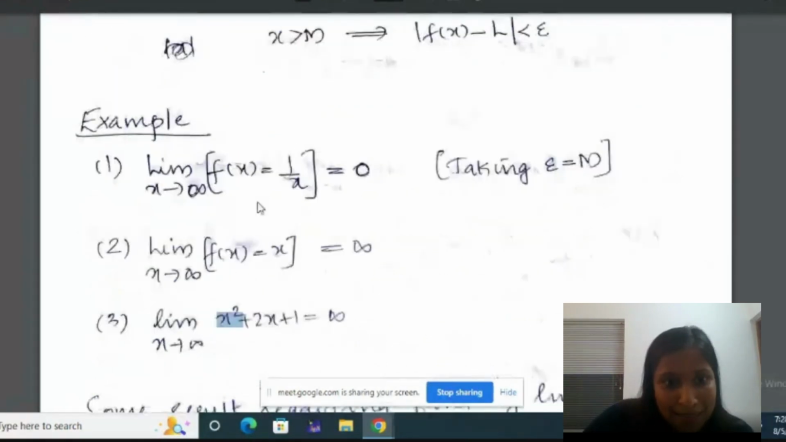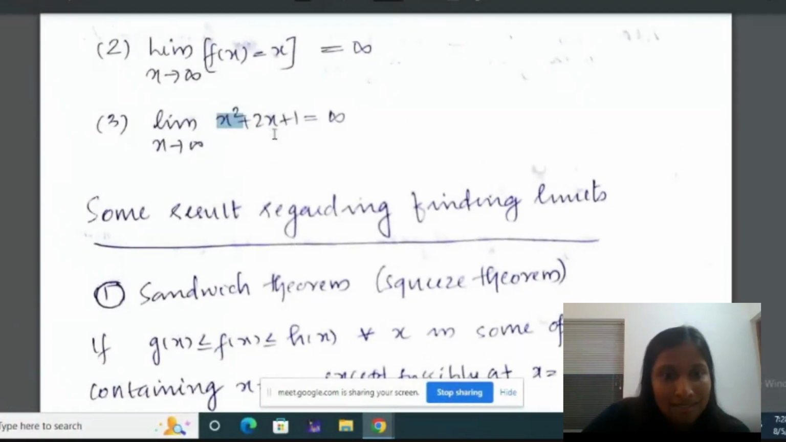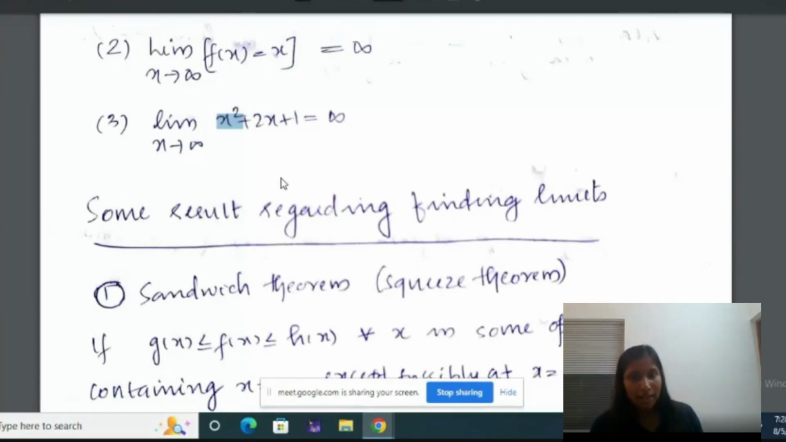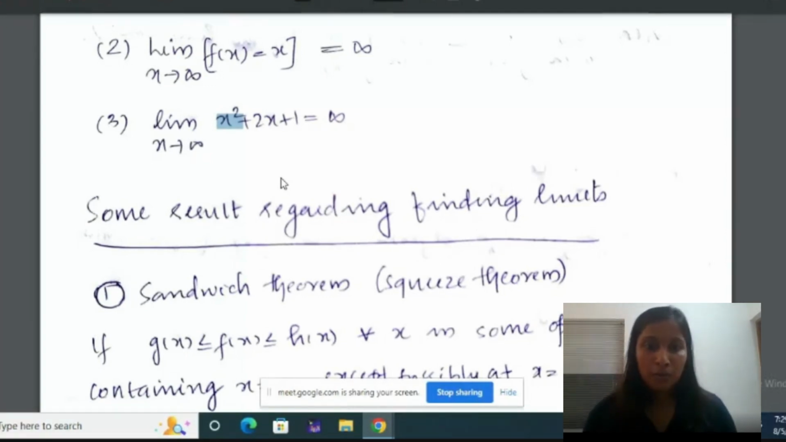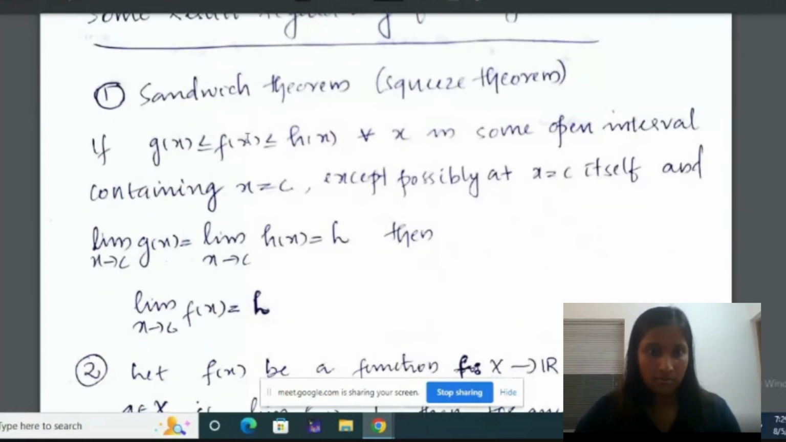Actually, it is just basic. I'm not going to verify this. Just keep in mind some results regarding finding the limits of the function at a given point. So first one is the sandwich theorem. It will be very useful for you if you just keep in mind this result.